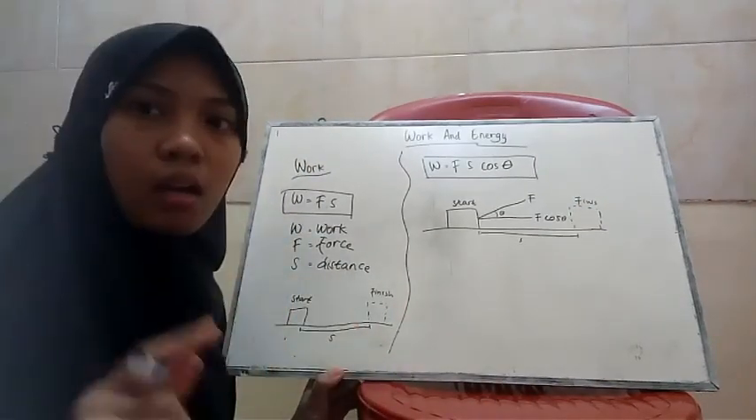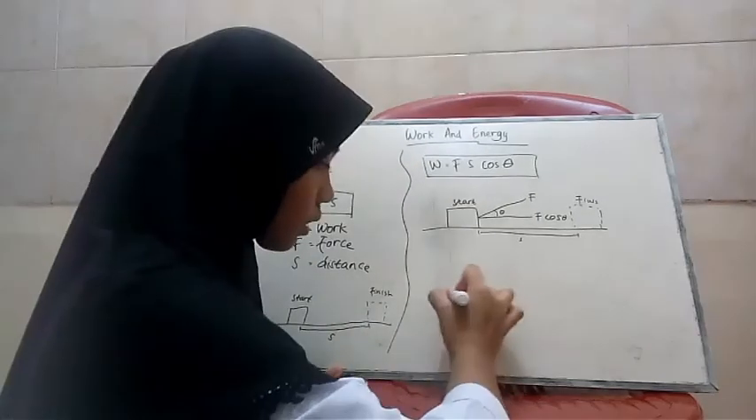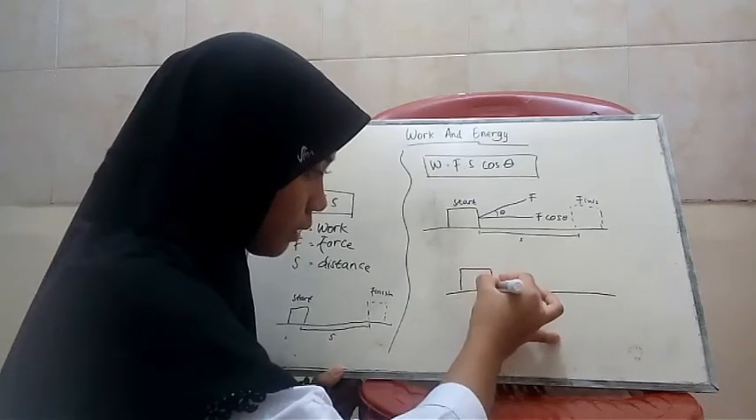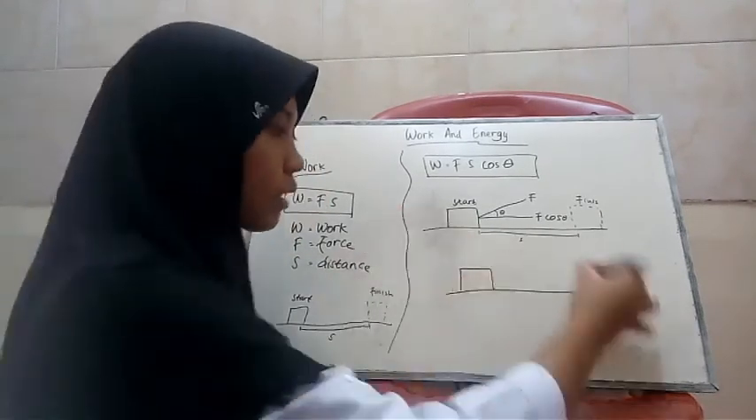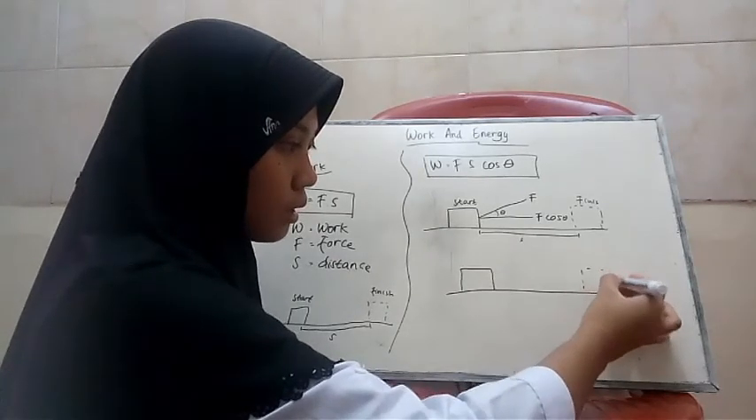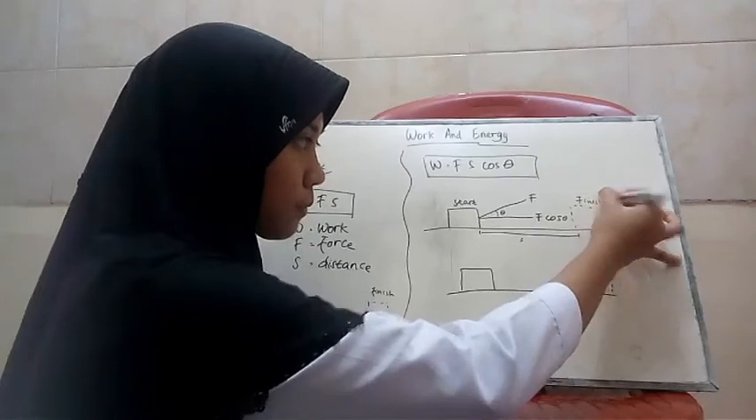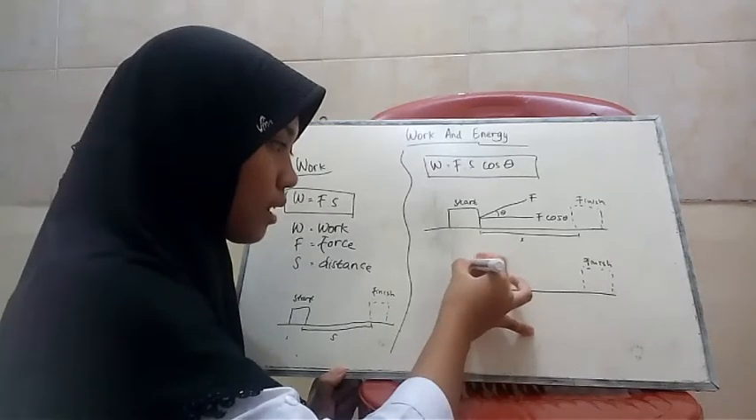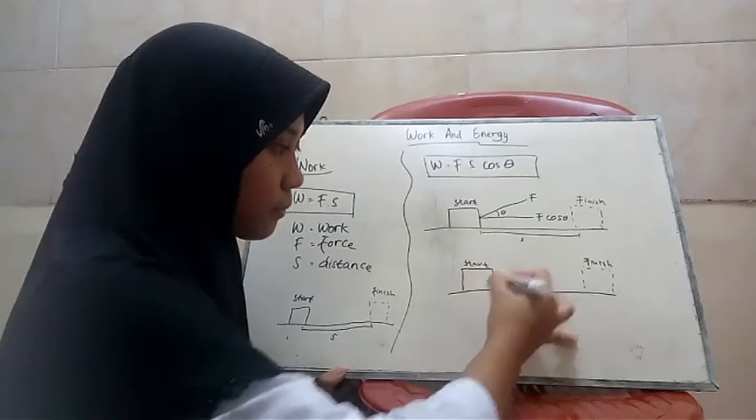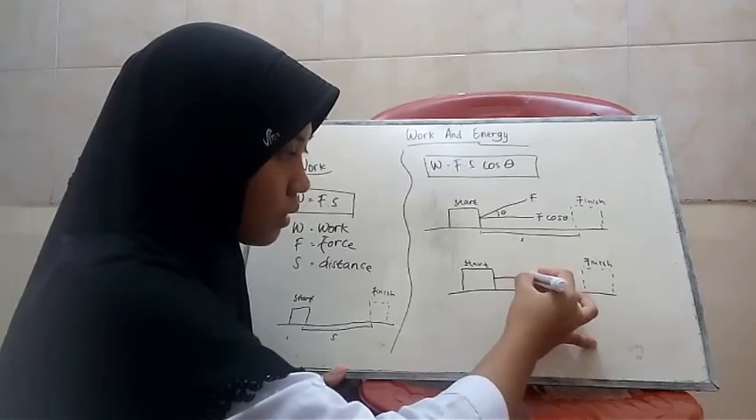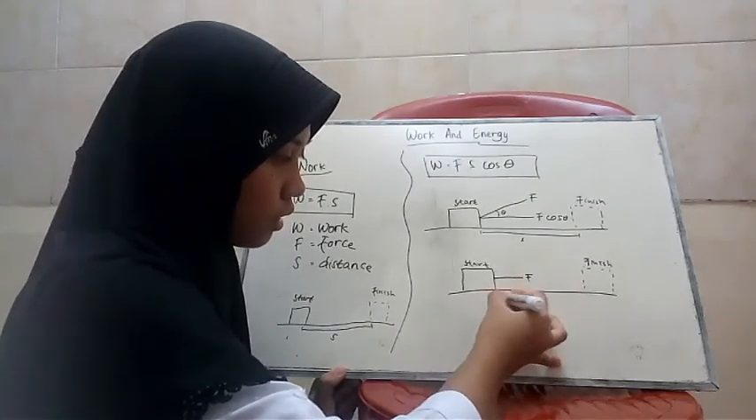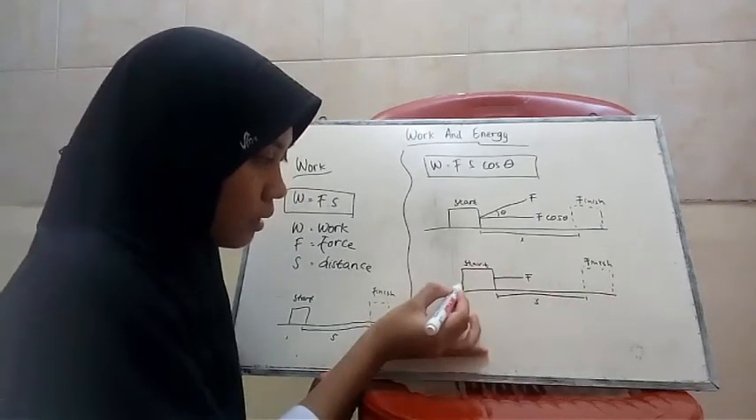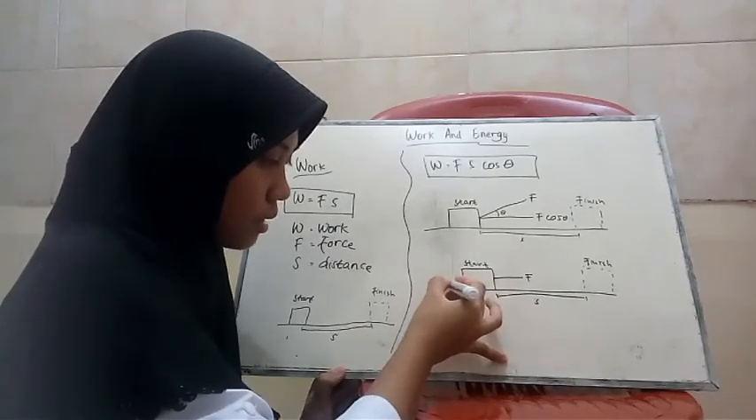And then there is once again in here like this. This is an object. In here finish. Here start. In here force. From here to here is S, and then in here there is F.